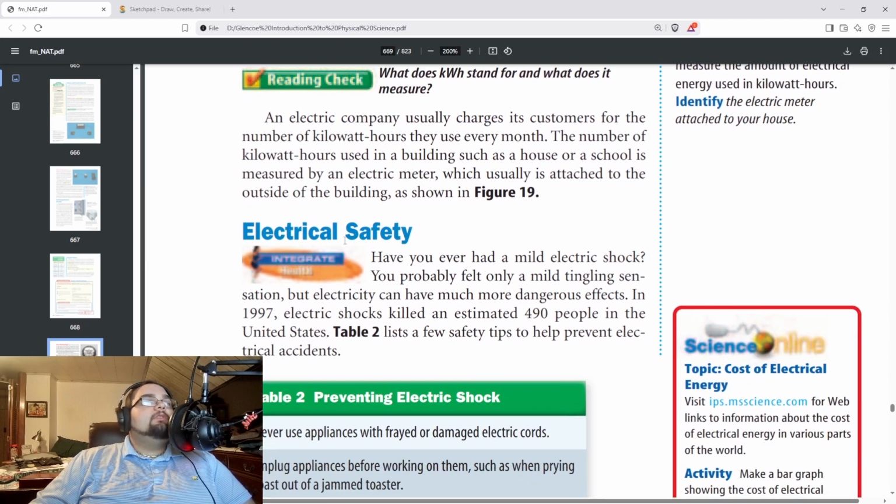An electric company usually charges its customers for the number of kilowatt hours they use every month. The number of kilowatt hours used in a building, such as a house or a school, is measured by an electric meter, which is usually attached to the outside of the building.